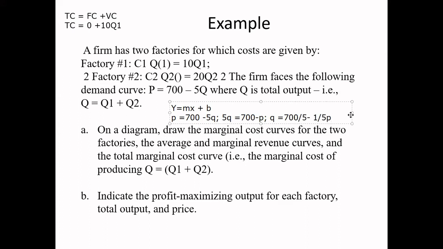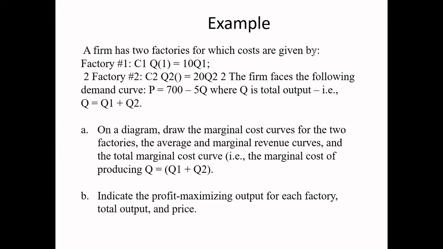Clear? So if I want to determine on a diagram, draw the marginal cost for the two factories and the average marginal revenue curves. Here I have equations, and I can substitute with variables and I have the final answers. And then we can indicate the profit maximization condition. So this is the given requirement on the diagram: marginal cost and the average marginal revenue curves and the total marginal cost. Remember that the total marginal cost will consist of the summation of the two plants that we have. And then we're going to compare the two plants with the marginal revenue.